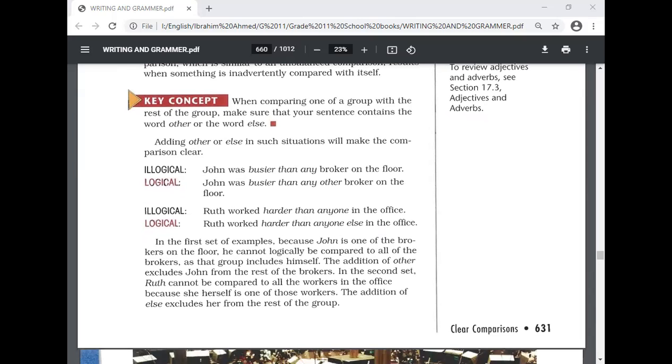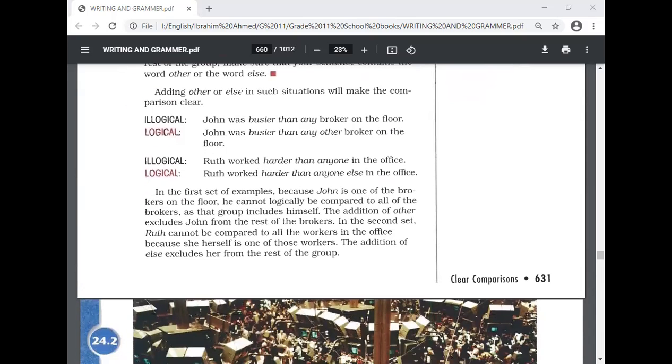Look at the first example, which is illogical. John was busier than any broker on the floor. It should be this way. John was busier than any other broker on the floor. Okay. Ruth worked harder than anyone in the office. It should be Ruth worked harder than anyone else in the office.